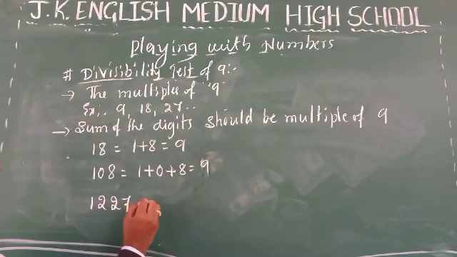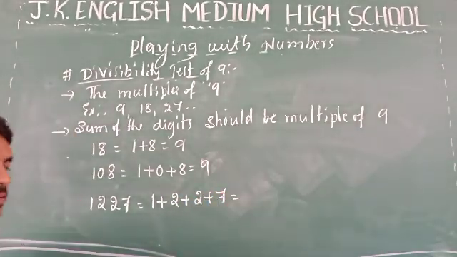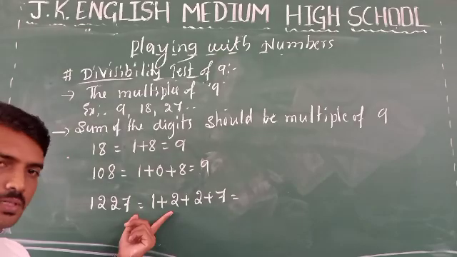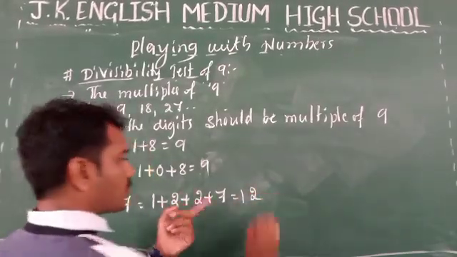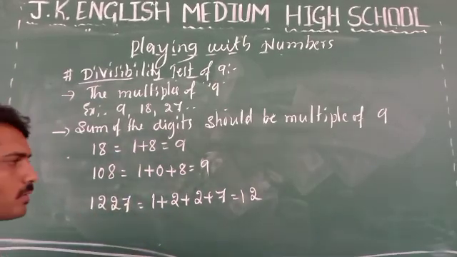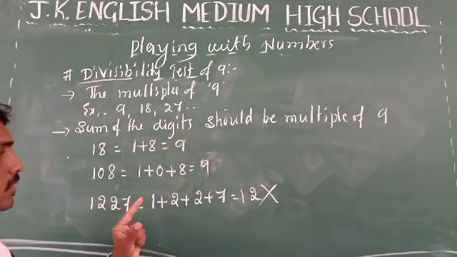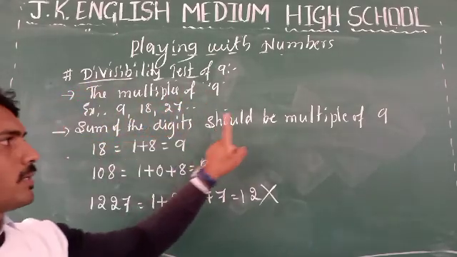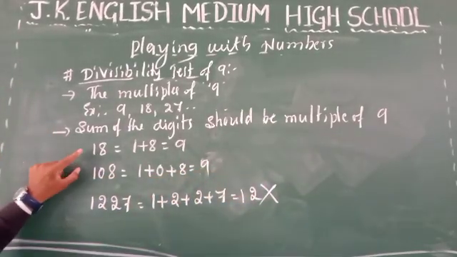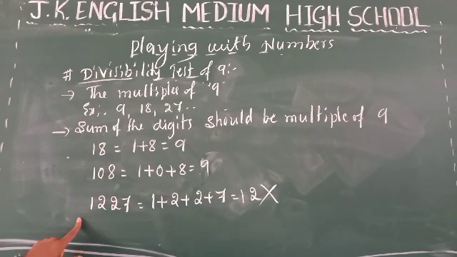We take one more: 1, 2, 2, 7. 1 plus 2 is 3, 3 plus 2 is 5, 5 plus 7 is 12. In the table of 9, 12 is not there, so this number is not divisible by 9. Understood? The sum of the digits should be a multiple of 9, like 108, 18, 27.